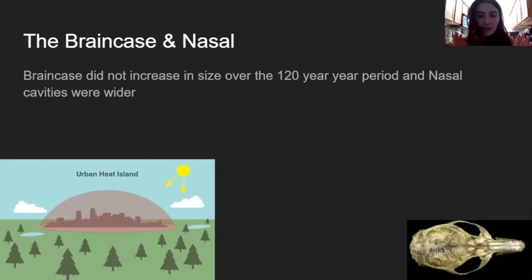But what they did come up with is that rats have less problem solving, and there's less complexity, because they have to go foraging less to get their food. And that may explain why the brain case did not increase. They also talked about nasal cavities being wider. Wider nasal cavities are associated with colder temperatures.